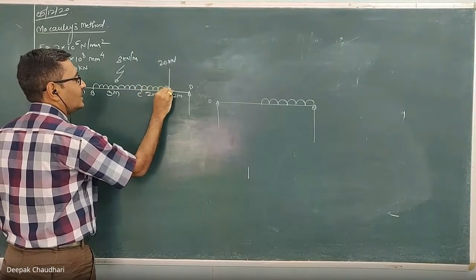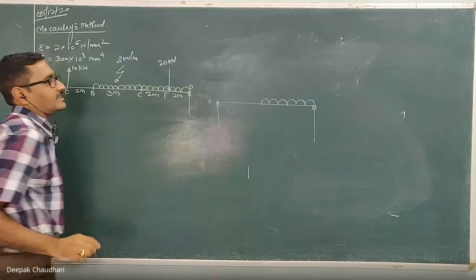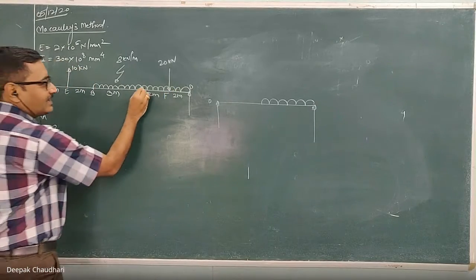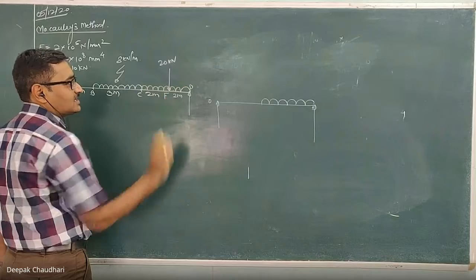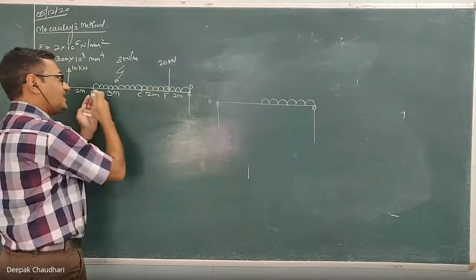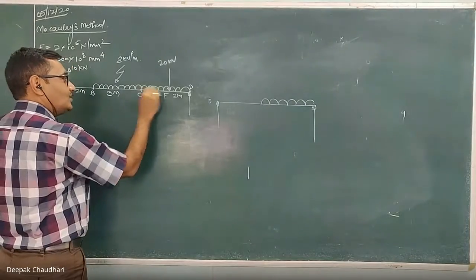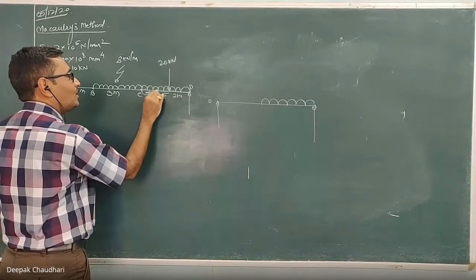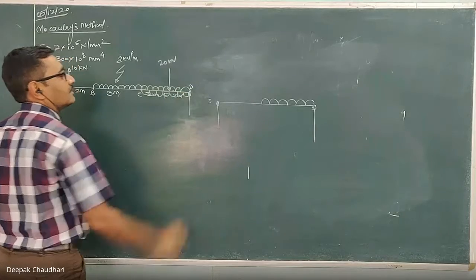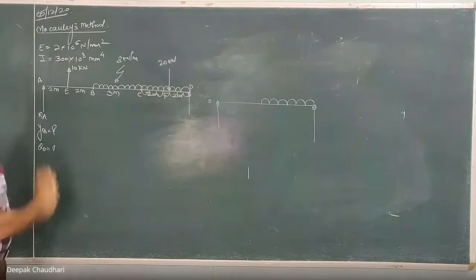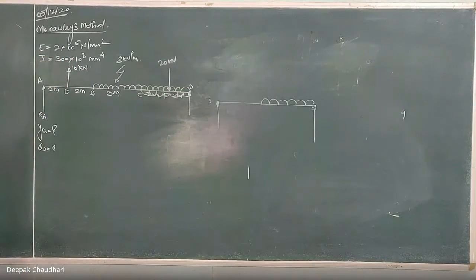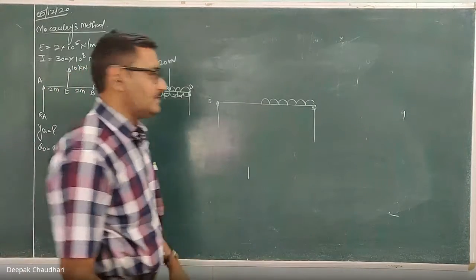I add this additional UDL up to the end of the beam. The last 4 meter, I add this additional UDL, so that now the equation of the UDL will continue up to the end of the beam. And to compensate this, I will add the upward UDL of the same intensity of 8 kilonewton per meter. This is the only difference, otherwise the question is the same.